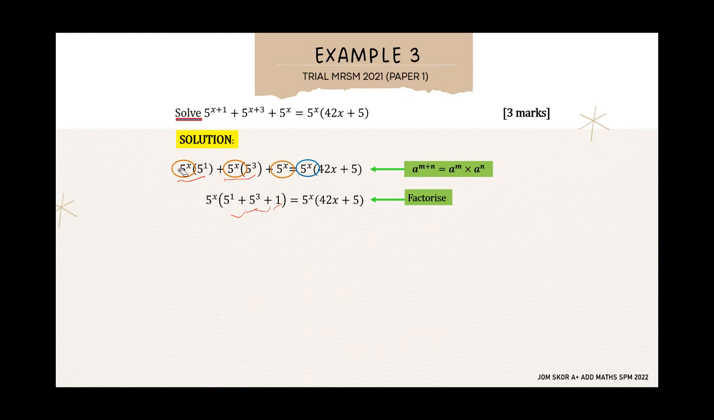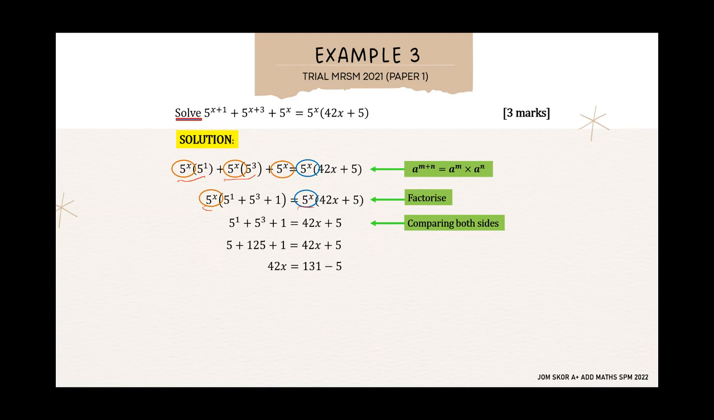Okay. So sekarang, apa kita nak buat? Tengok kiri kanan ada 5 to the power of X. Kiri kanan ada 5 to the power of X. Jadi kita compare both sides dengan nilai yang berada di dalam bracket sahaja. Kita akan dapat 5 to the power of 1 plus 5 to the power of 3 plus 1 on your left hand side. And on your right hand side, we have 42X plus 5. So darab satu persatu. 5 kuasa 1 dapat 5, 5 kuasa 3 dapat 125, tambah dengan 1. Sama dengan 42X plus 5.